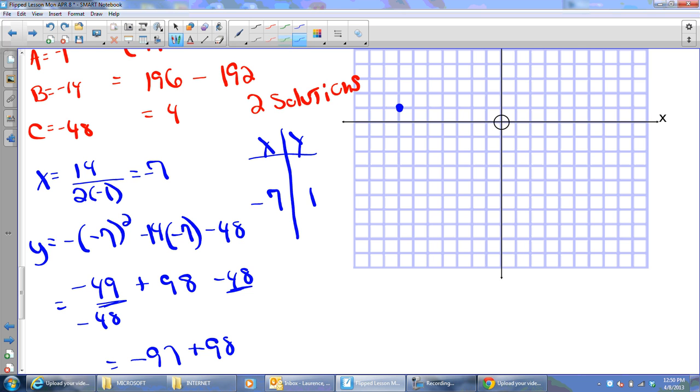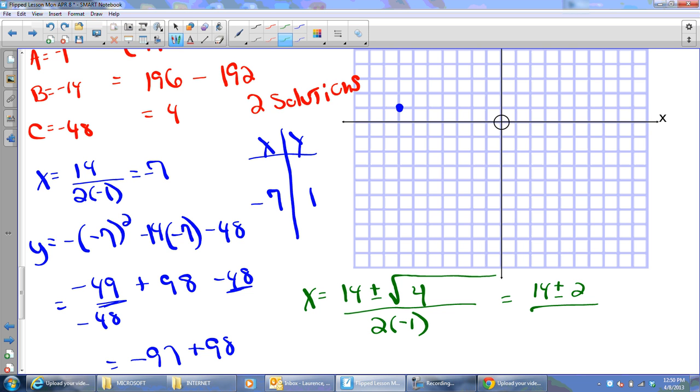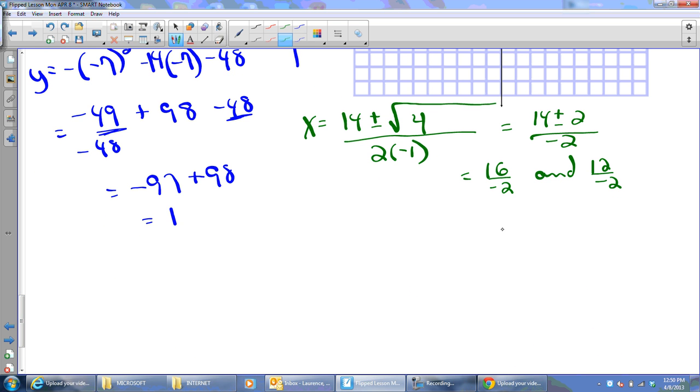Okay, and now I'll use the quadratic formula to find my roots. X equals negative b plus or minus the square root of b squared minus 4ac all over 2a. And that'll get me 14 plus or minus 2 over negative 2. And so I'll have 16 divided by negative 2, and I'll also have 12 divided by negative 2. And it looks like it's going to cross at negative 8 and negative 6.